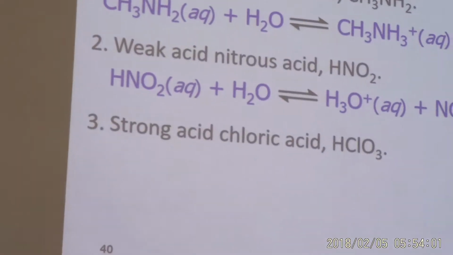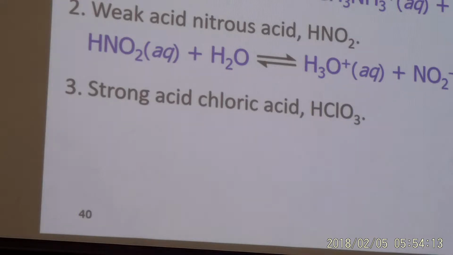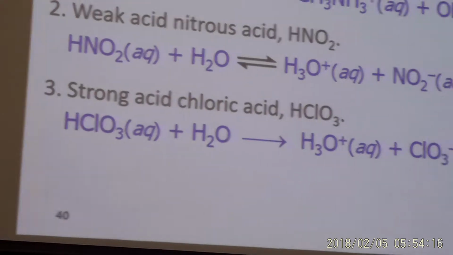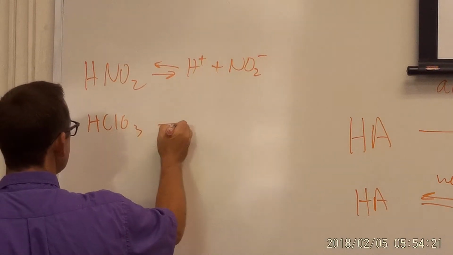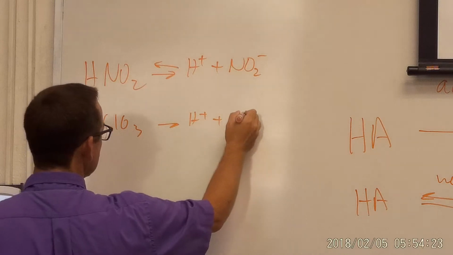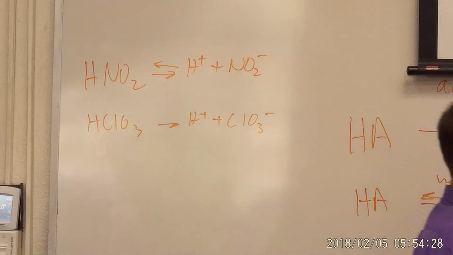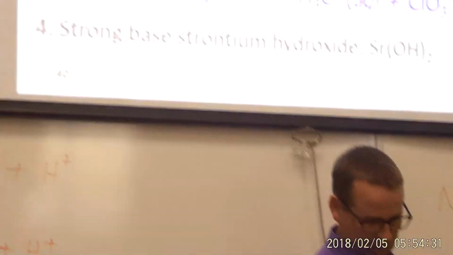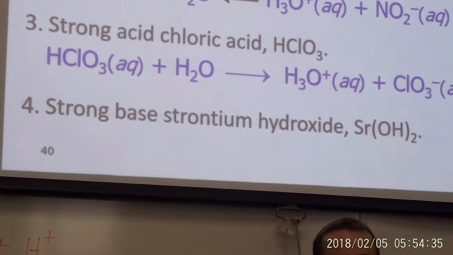Okay, what about the chloric acid? Is that one easy? Anybody need more time on this one? No? So, same thing. This time we have a single arrow and HClO3 dissociating to H plus and the chlorate ion. That's enough of a dissociation, in my opinion. How about strontium hydroxide? If it's supposed to be a strong base, what is it going to look like?